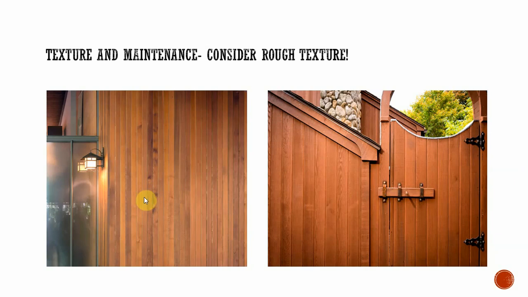Sorry, I'm not doing the math correctly. This one, twice in 5 years, you're looking at 30 grand. This one, 5 times in 10 years, you're looking at 75. So there's a big difference in cost over 10 years between rough and smooth.